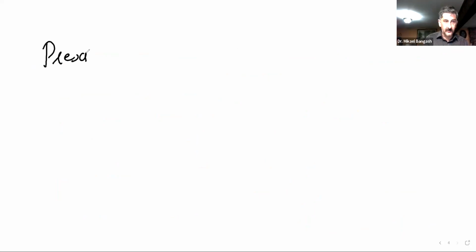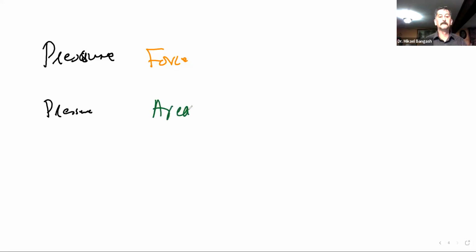What is the relationship between pressure and force? What is going to be the relationship between pressure and area? Usually when we do a relationship like this, pressure, what was the formula for it? It was force divided by area.